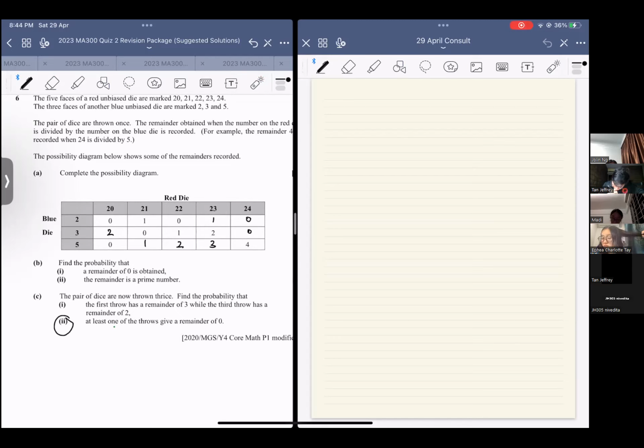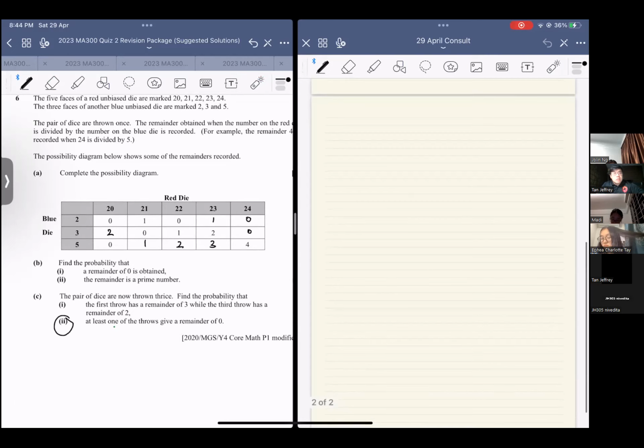The pair of dice are now thrown 3 times. At least one of the throws. This is a good question. Whenever you see the words "at least", the words will tell us that we will need to use the complementary principle.